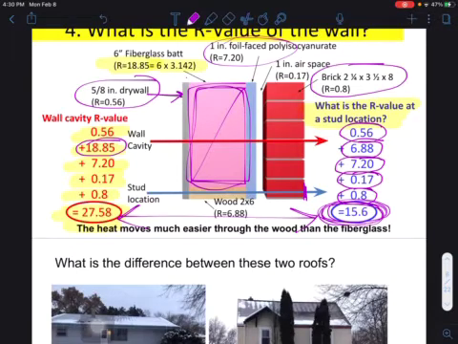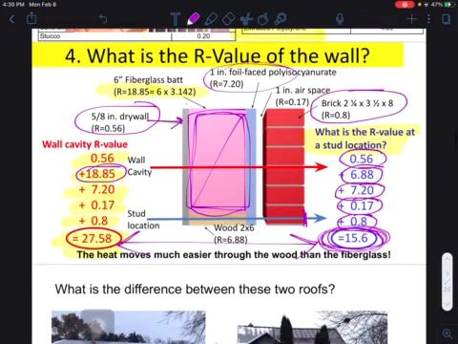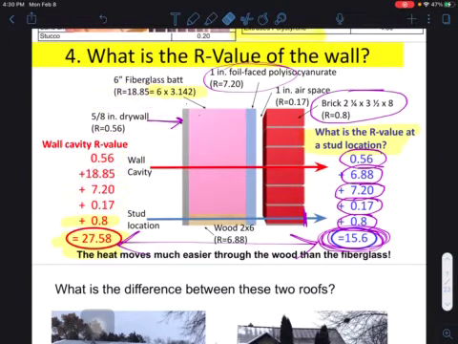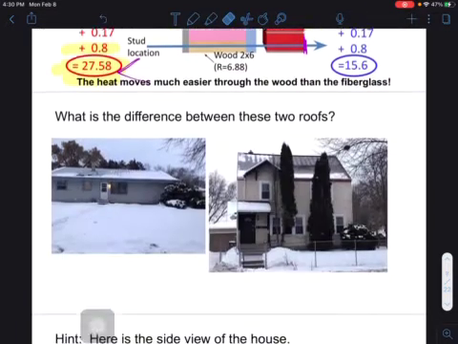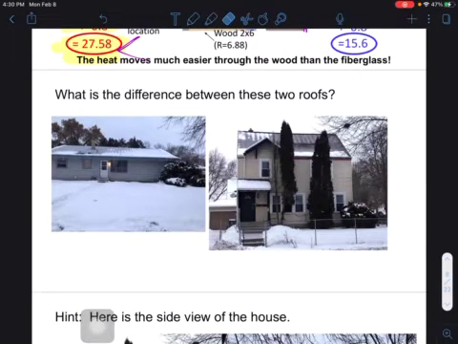So that's the R value of the cavity where the insulation is, for the fiberglass insulation, compared to the R value at the stud location. The differences between the roofs here, there's a number of things that would be different, but you're looking at the snow on the top, and you can see that in some areas the snow is melted off, and in some areas the snow is still on the roof.